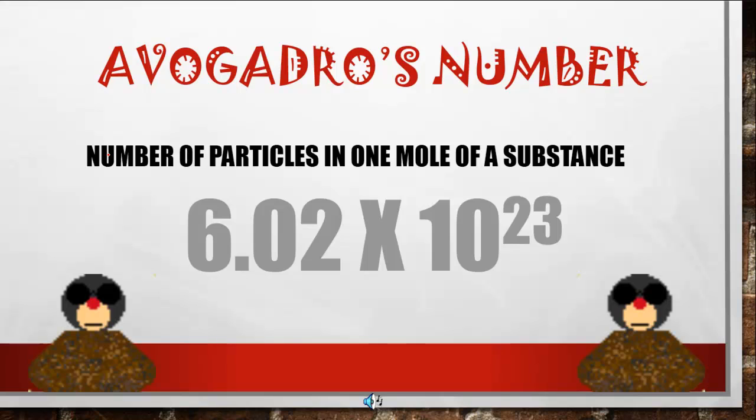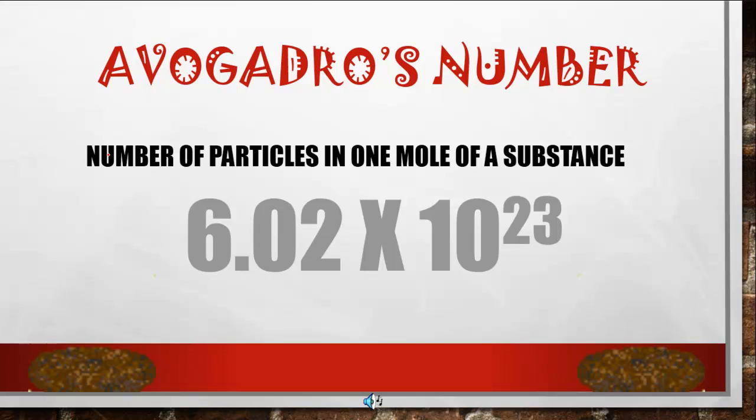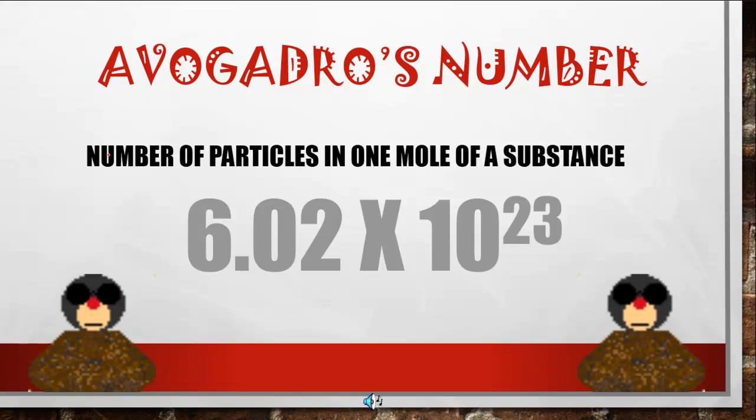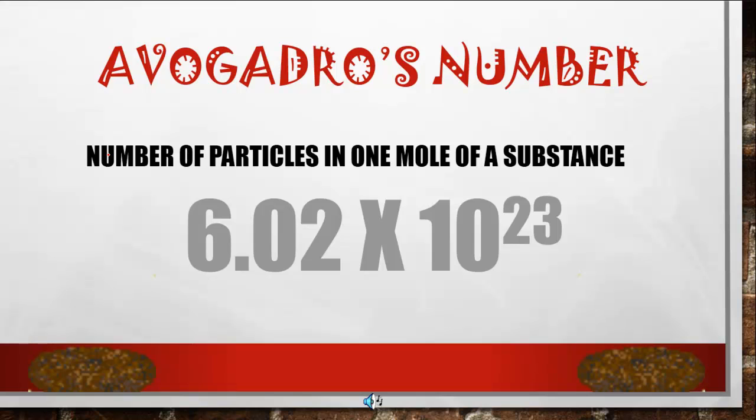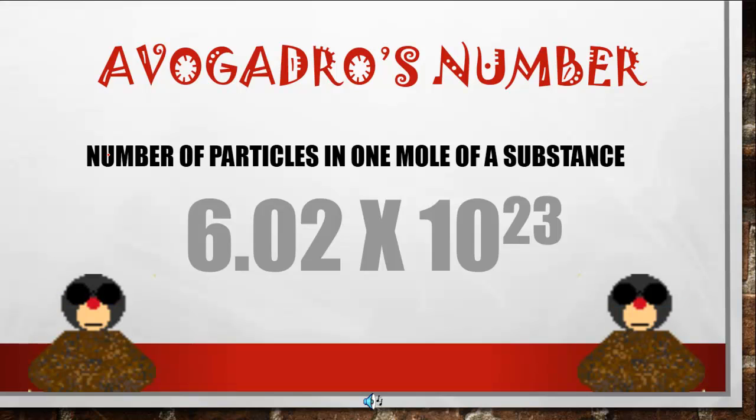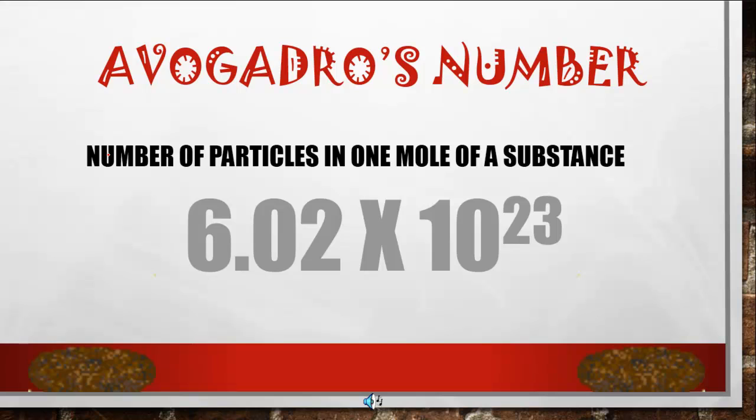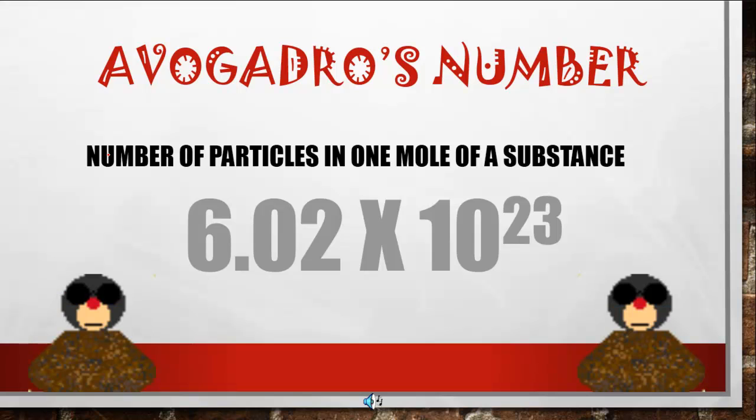So Avogadro, this is a gentleman that studied chemistry, of course, and he looked at all these different ways to relate, or the relationships between atoms and the mass of a substance. So he took an isotope of an element and started testing it, and what can we come up with, how many atoms are there based on these different amounts that he would have. And he came to the conclusion that in 1 mole of a substance, we have 6.02 times 10 to the 23rd particles.